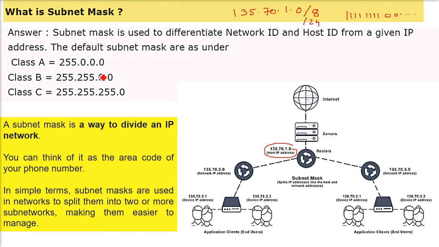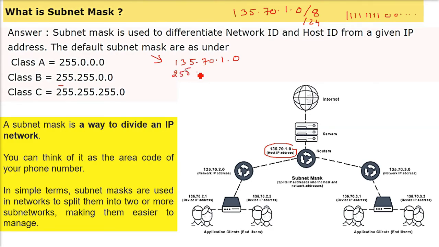There is one more task of the subnet mask, which I'll come to. Let me explain the first part. Let us say we have an IP 135.70.1.0. Now, how do we know the host ID and the network ID? To know the network ID, we use the subnet mask. This is 135, and as you know, this is a class B. So we just AND it with the class B subnet mask.